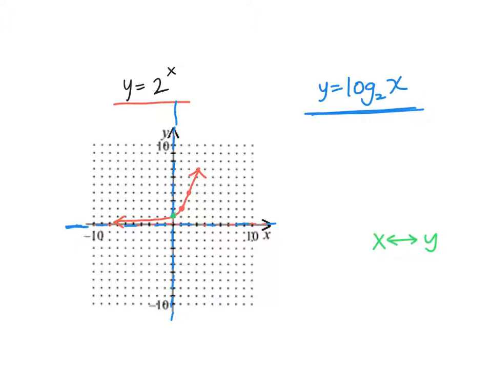And this point 0, 1 is going to become 1, 0. The original point 1, 2 will become 2, 1. The point 2, 4 becomes 4, 2. Okay, it's going to look something like this. Note that they are symmetrical over the diagonal line y equals x.